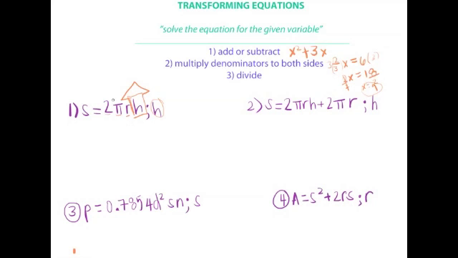First check: is there anything to add or subtract? No, because the 2, the pi, and the r have no plus or minus separating them. Remember, when things are just next to each other like this with no plus or minus, it means they're being multiplied together. Step 2: multiply denominators to both sides. Is there anything that has a denominator here? There's no fraction, so no. Step 3: divide. Everything's being multiplied, the 2 pi r, so why don't we just divide both sides by 2 pi r?